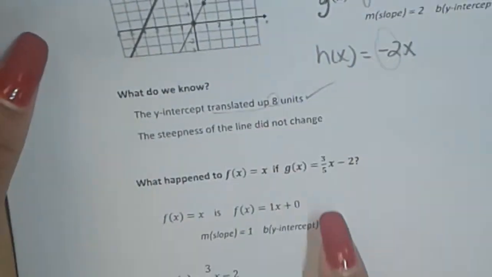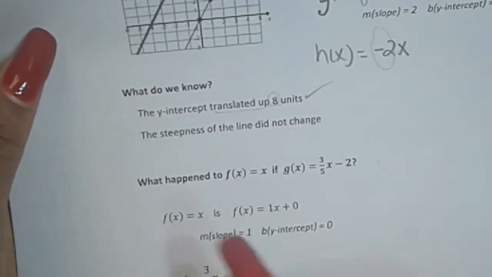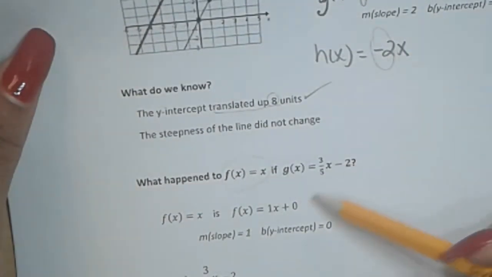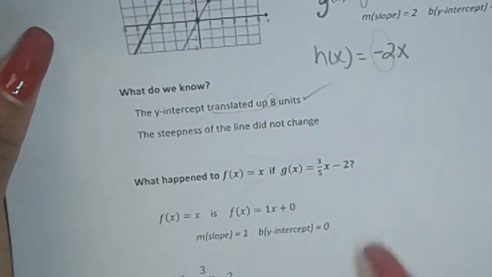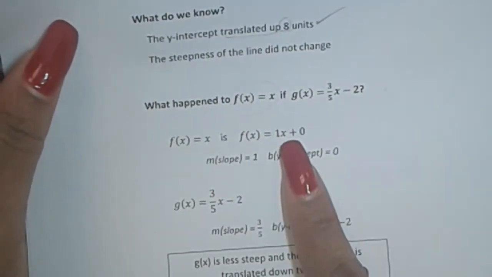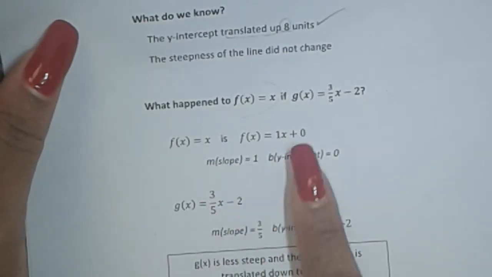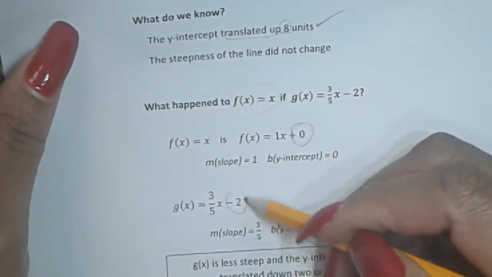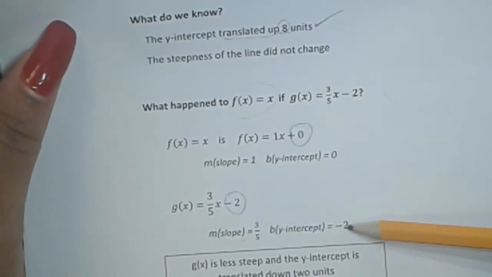Now let's look at this problem. What would happen if f of x was x? That's the parent function. That's where all linear equations come from. Meaning the slope is 1, the y-intercept is 0. What happens if I change that 1 to 3 over 5, and then I change the y-intercept to negative 2? Well, this part's easy because we just did it. It would move down how many units? 2 units. So it is translating down 2.